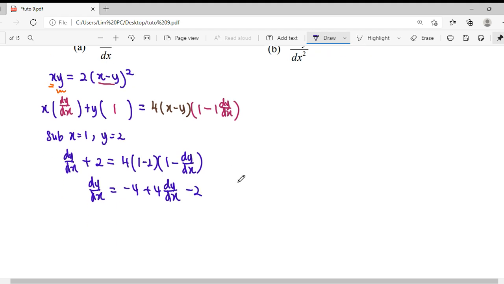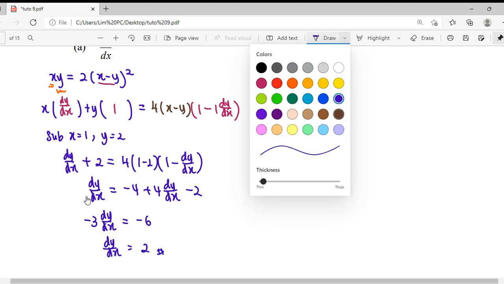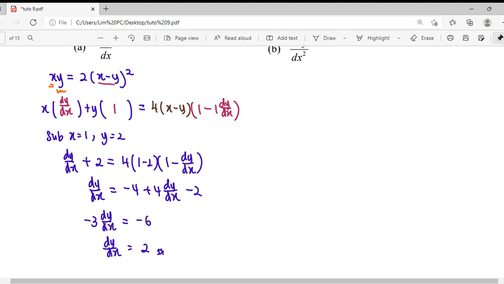Your 4 dy dx, when you move to the left hand side, will become negative 3 dy dx. So here will become negative 6 equals negative 3 dy dx, so dy dx is equals to 2. That will be our part A.